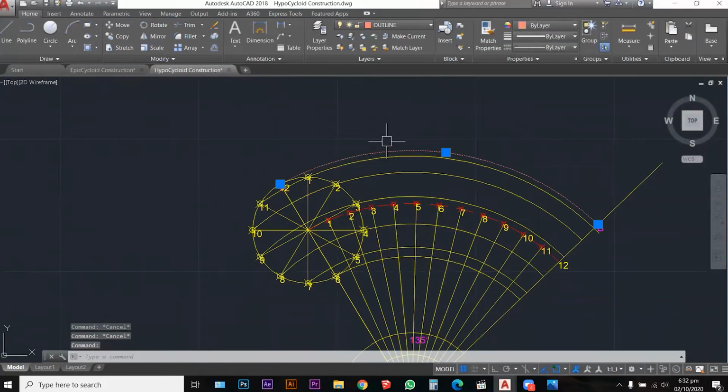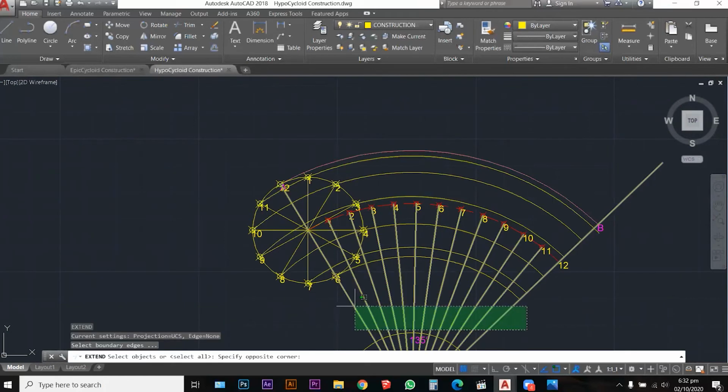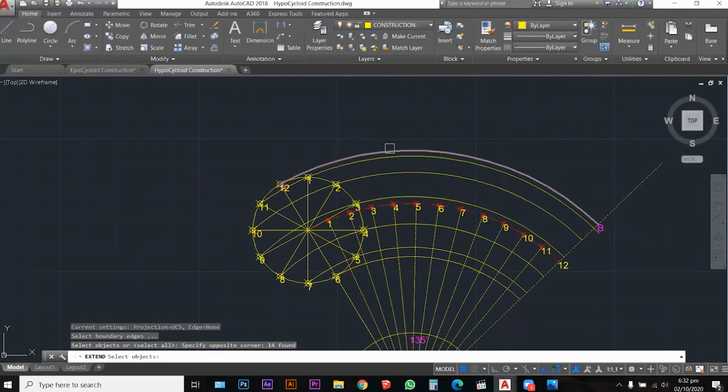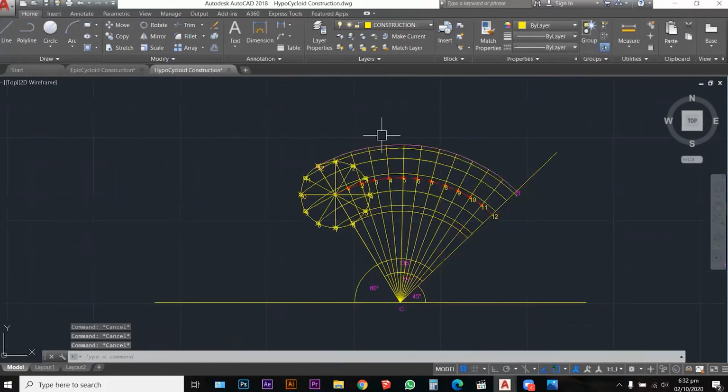And after this process, I'm going to extend these same lines to touch the base circle. So to do that, I use the command extend, EX, to access extend, enter, select all of these lines here, select my base line, and then just go back over them like that, and voila, we have an extension.